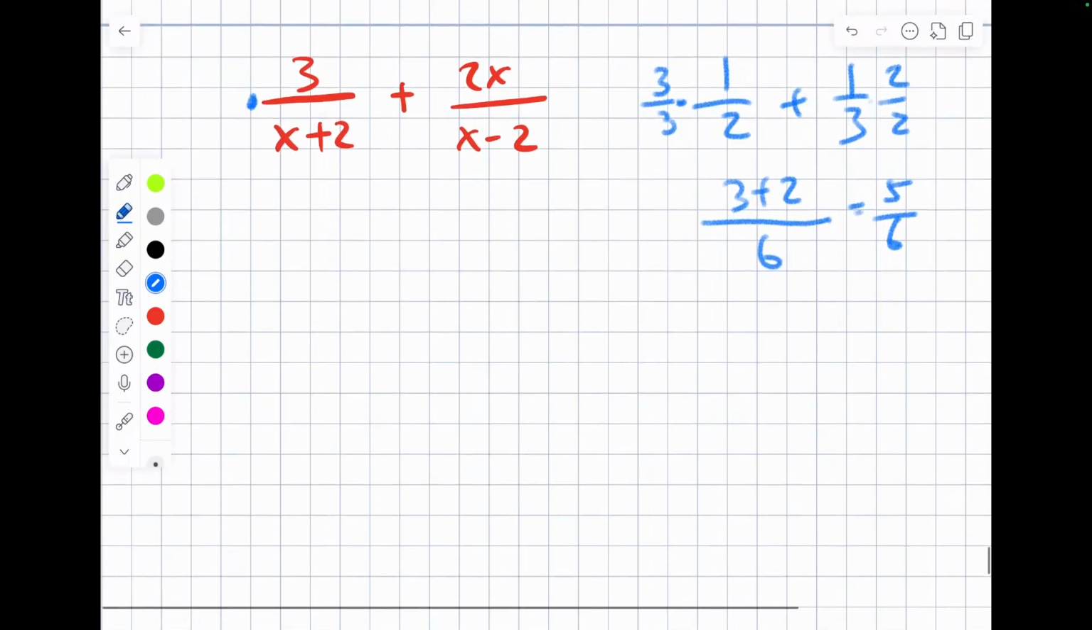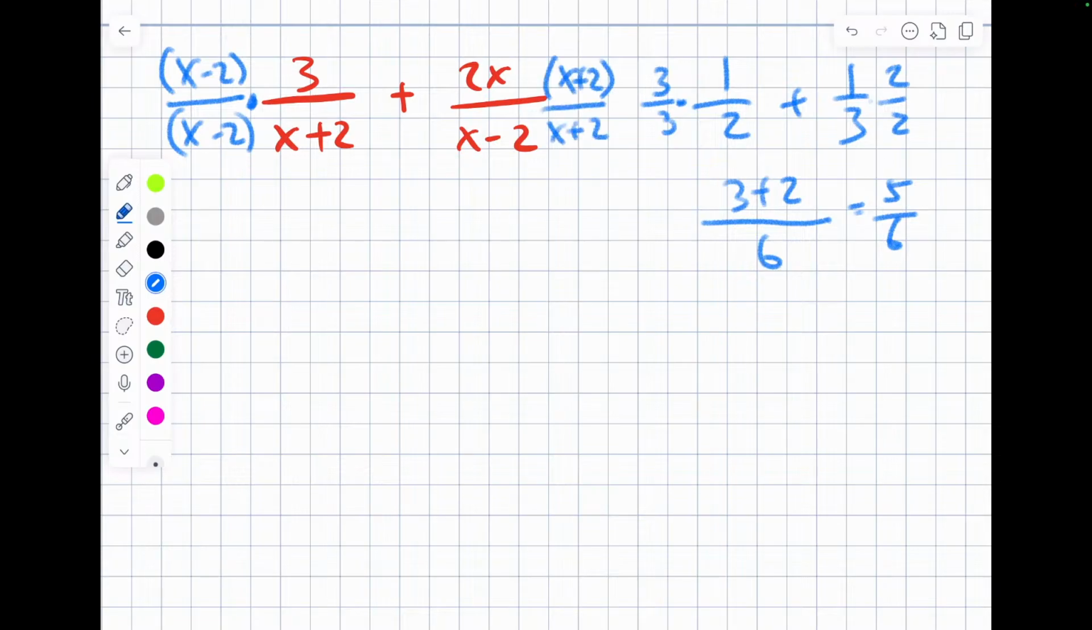Now, what you can do is multiply this by x minus 2 over x minus 2. Is this always how we talk? I'm gonna multiply this by x plus 2 over x plus 2. So on the bottom, it's gonna look like this: x minus 2 times x plus 2. Is that okay? Because they have the same denominator. And on the top, it's gonna give you 3 times x minus 2, plus 2x times x plus 2.